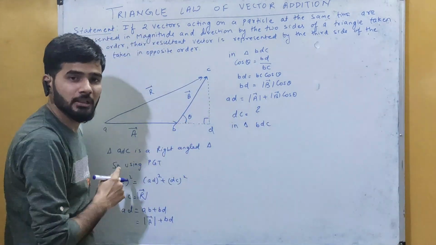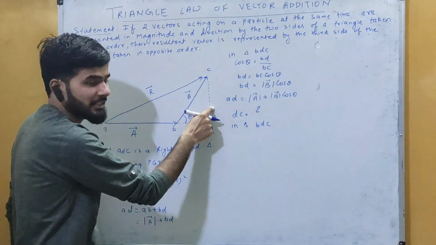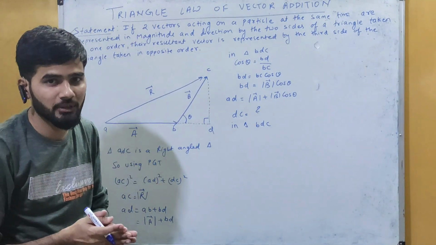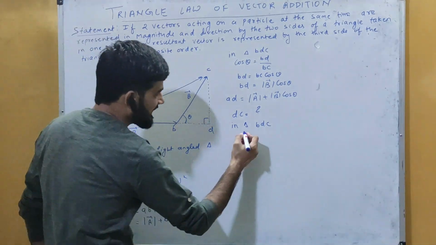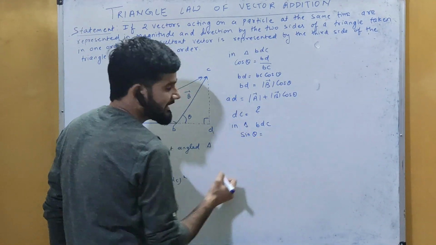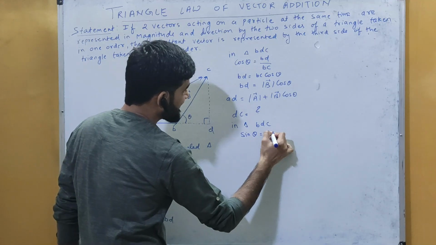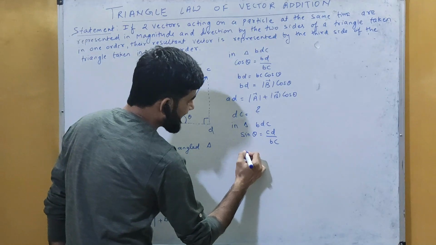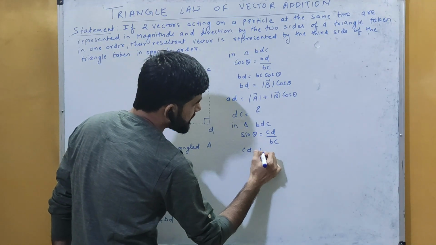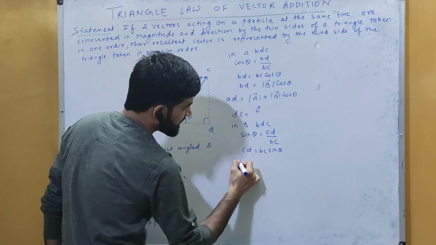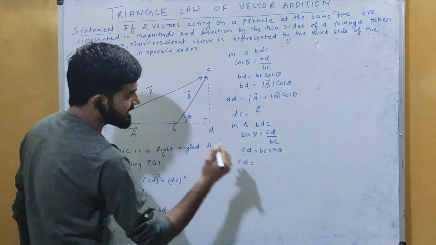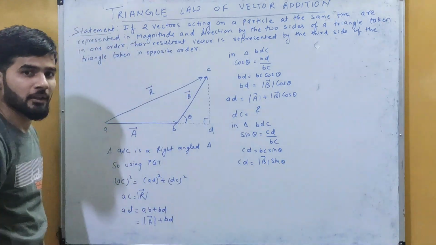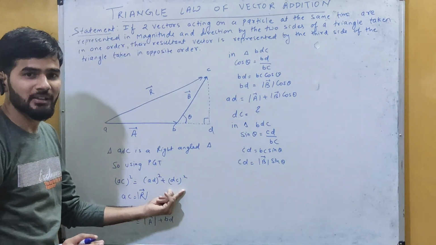Here this is perpendicular. Okay, now in this triangle, perpendicular and hypotenuse are known to us. So we have a relation between perpendicular and hypotenuse. What is that relation? That is sin theta. So I can write sin theta is equal to perpendicular, that is CD, upon hypotenuse, that is BC. So this CD is equal to BC sin theta. Now that BC I can write as magnitude of vector B sin theta. Okay, now I also got this value of DC.